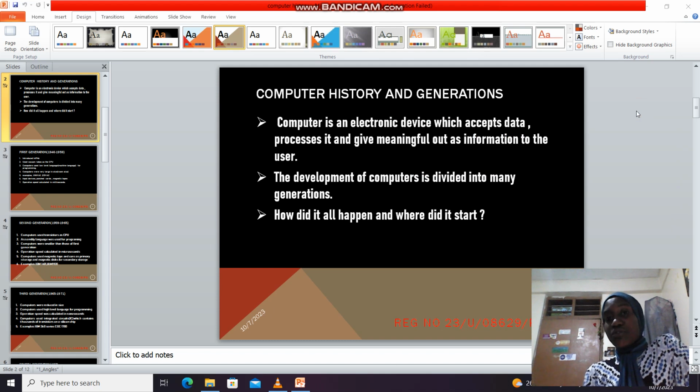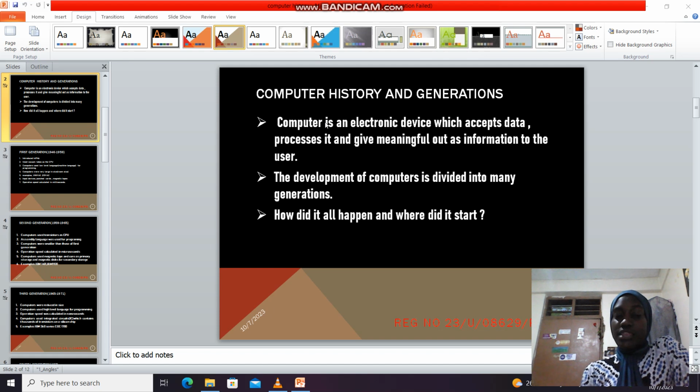You can say the history of computers and its generations, the evolution of the Intel x86 and the ARM architectures. Before I go any further, I'm going to start by defining what a computer is.